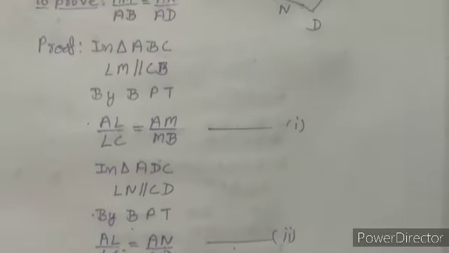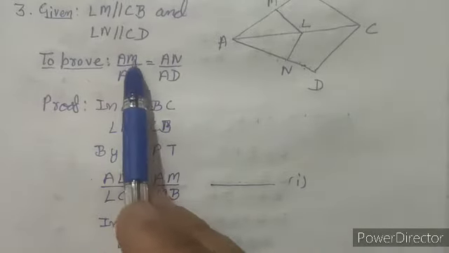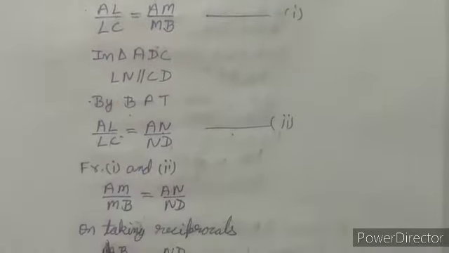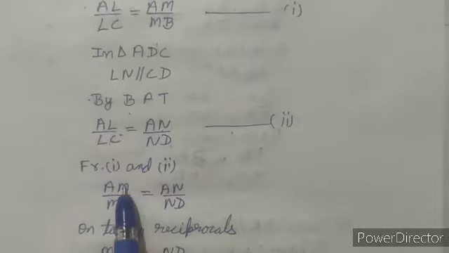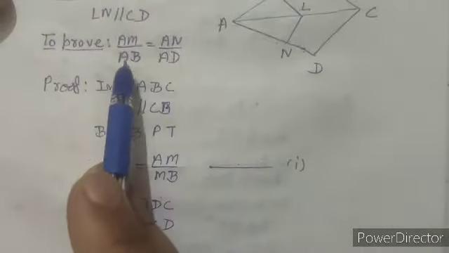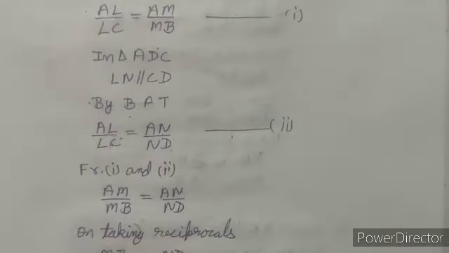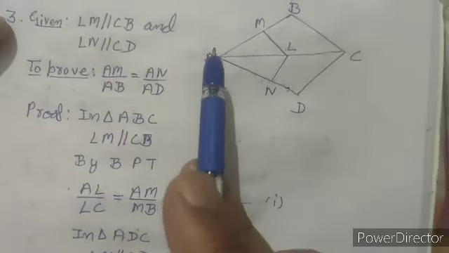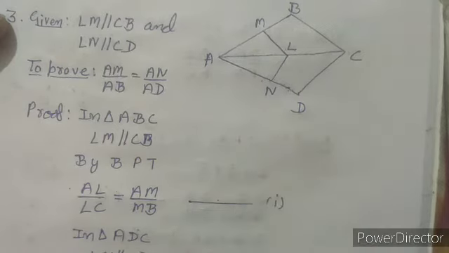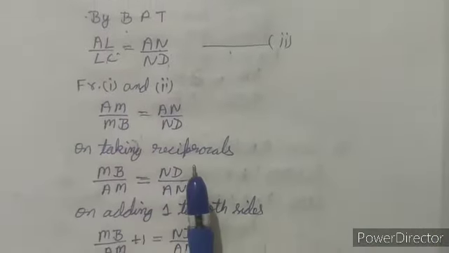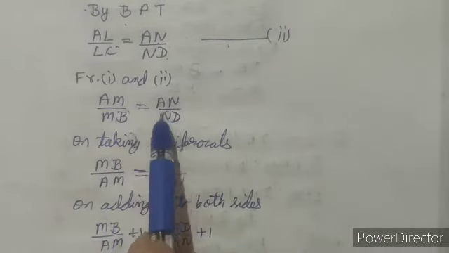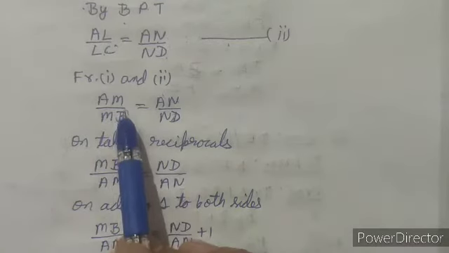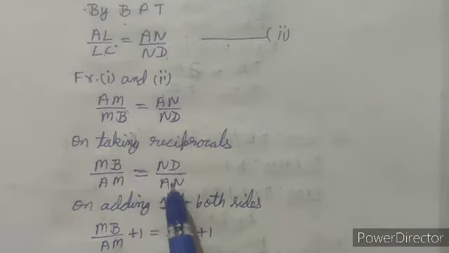Now here we have to prove that AM upon AB equal to AN upon AD. In the denominators we are getting AM and AN, which we have to get, but here the denominators are AB and AD, and we are getting MB and ND, which are the parts of AB and AD. Now, on taking reciprocal of both sides, we will get MB upon AM equal to ND upon AN.